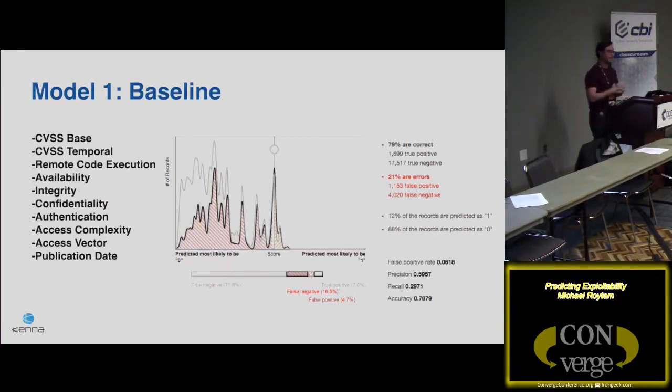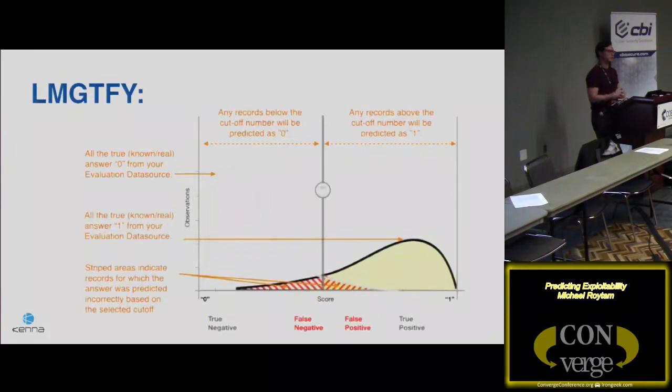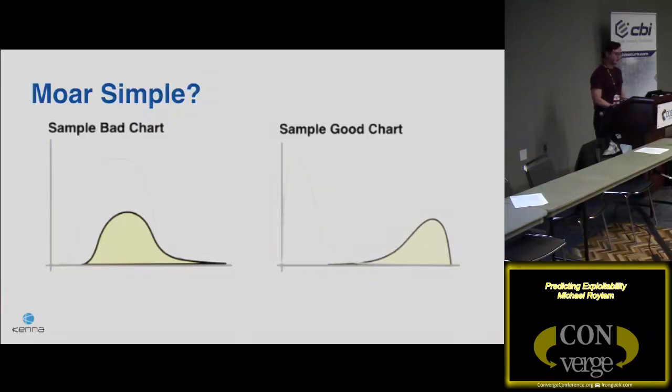What do I mean by that? A good machine learning model looks like this. Essentially, you want to minimize the shaded areas, because the shaded areas are where your model is incorrect at classifying vulnerabilities one way or the other. And then you want to maximize the yellow areas and the gray areas. The yellow ones are where you are correct about vulnerabilities. You say that something is exploited and it is in fact exploited. And the gray ones are the opposite. You say it's not going to get an exploit and it never does. To put it more simply, that's a bad chart, that's a good chart.